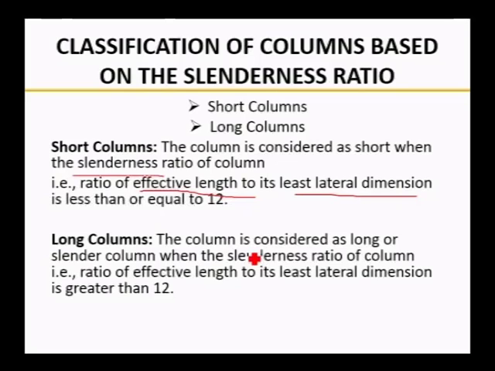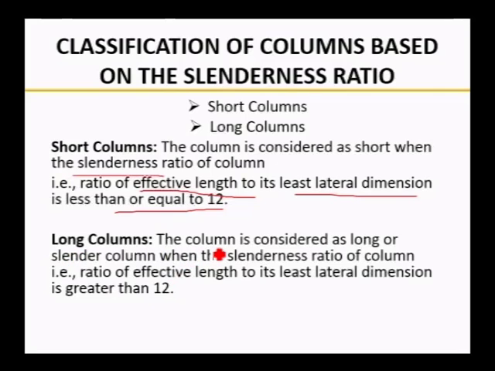For example, if it is a square column of 500 into 500, then the least lateral dimension will be 500 itself. If it is a rectangular column and the size is 300 by 500, then 300 is the least lateral dimension of the column. That is, the least dimension of the cross-sectional area of the column is considered the least lateral dimension. If the ratio of effective length to least lateral dimension is less than or equal to 12, then it is classified as a short column.